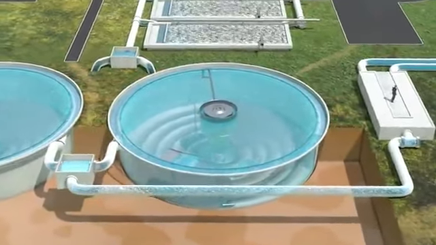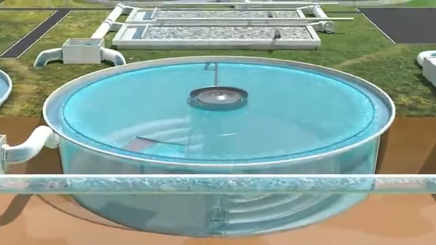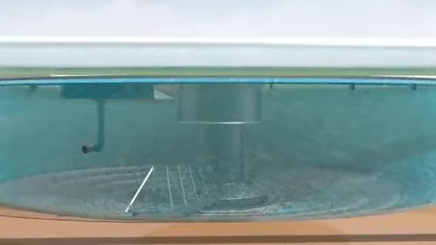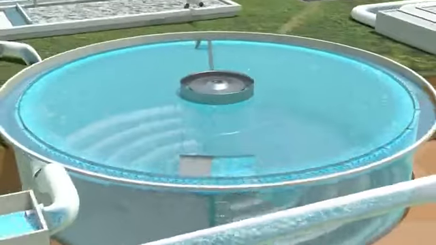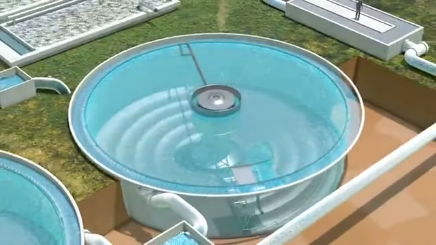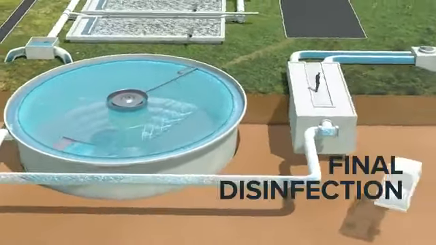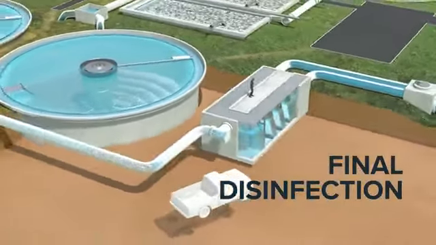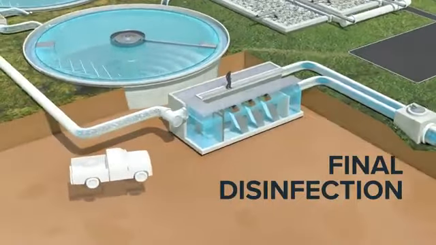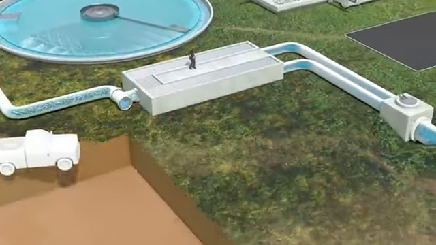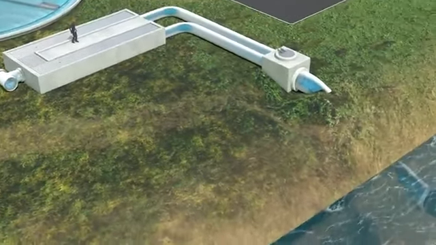Here, the floc sinks to the bottom of the tank. Some of this settled floc is collected for reuse in the aeration process, as the helpful organisms are still active. Processed water flows over the edge of the tank, en route to final disinfection in a UV light exposure tank. After final disinfection, the water is ready to be released back into nature.